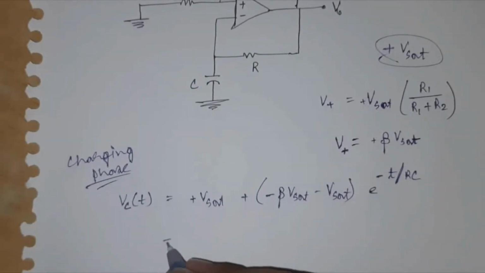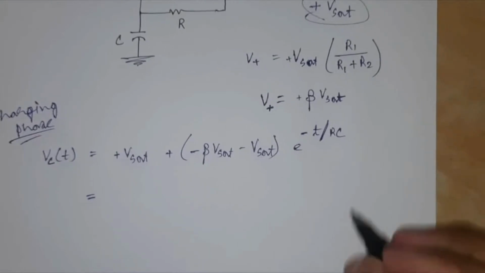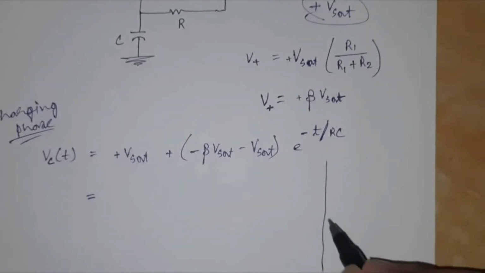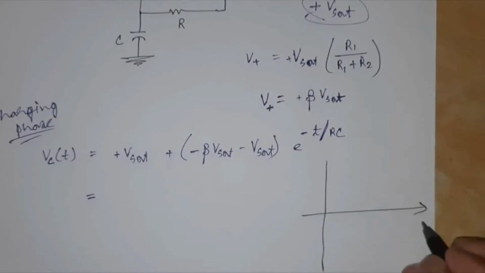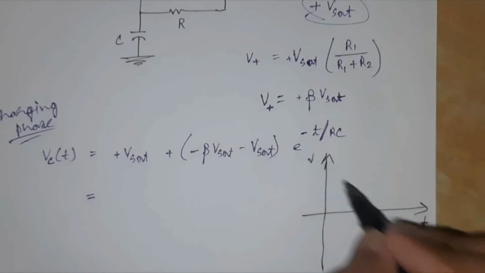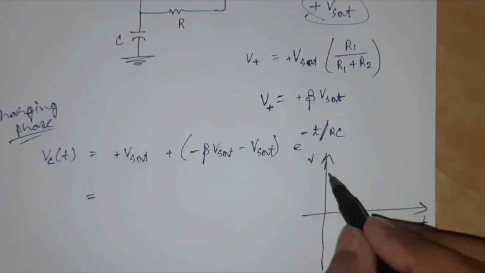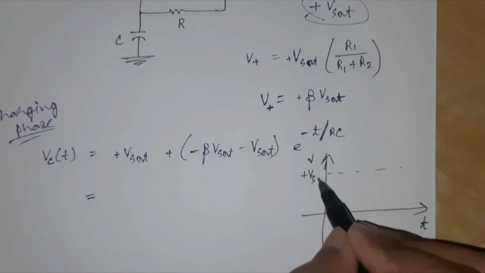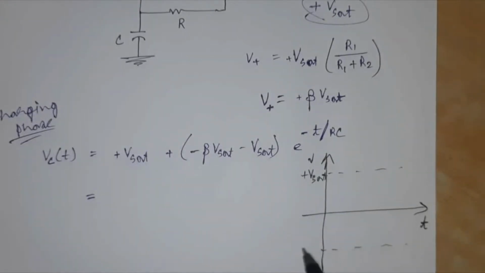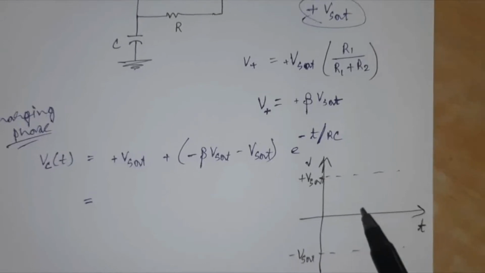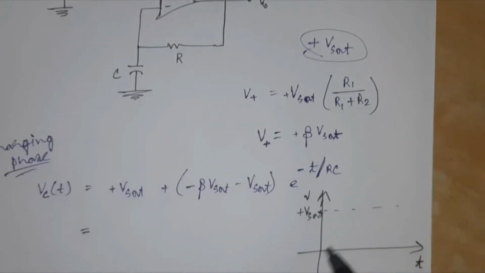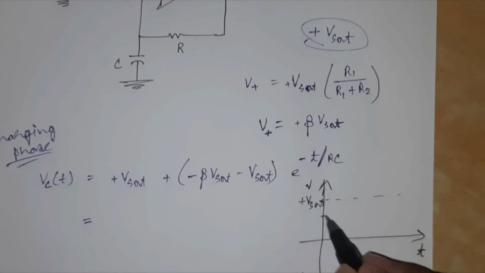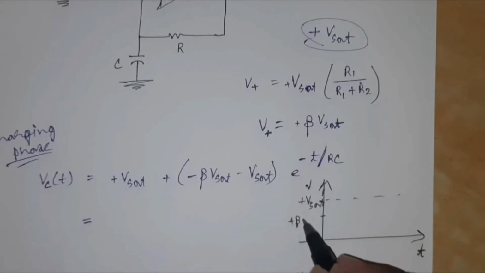Okay, so side by side, just see this. This is the time axis, and here we are denoting the voltages. Let this be plus V sat value, let this be minus V sat value, and this beta you can observe, after multiplying with V sat, it would be lesser than this. So plus beta V sat somewhere here and minus beta V sat somewhere here. This is not to scale.